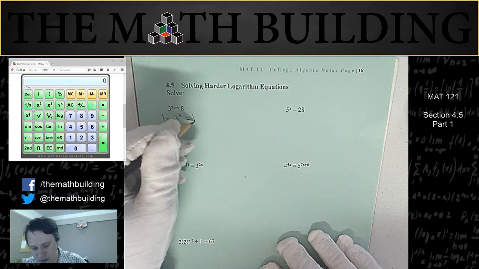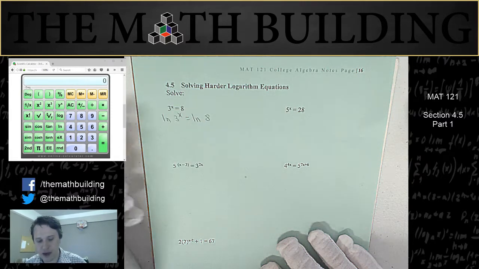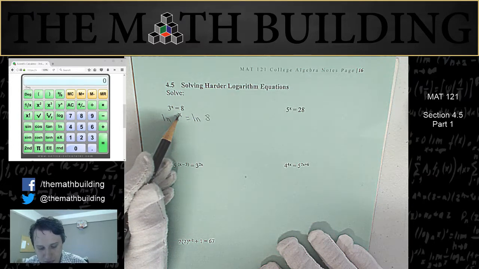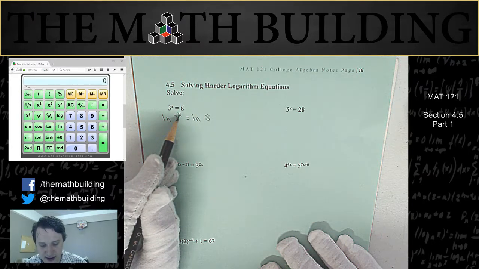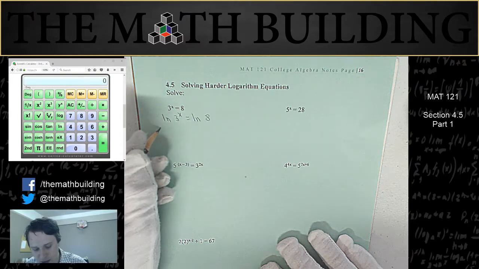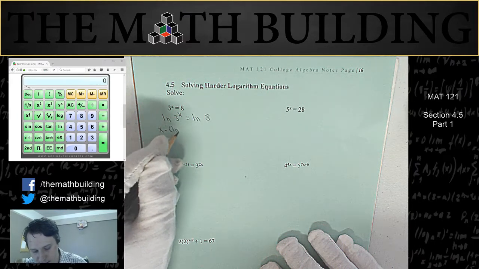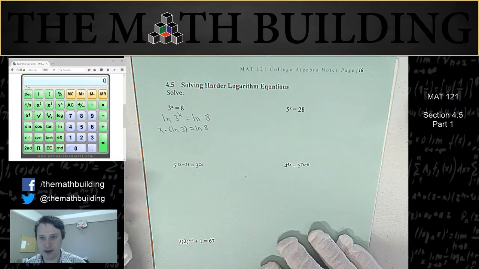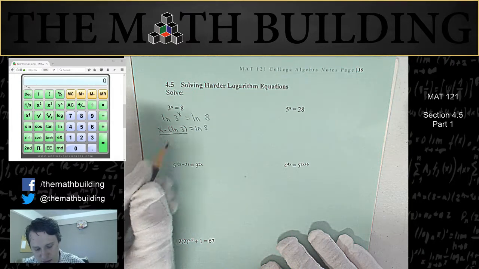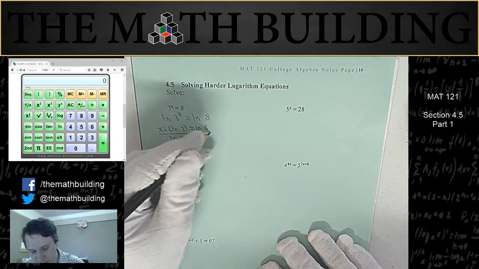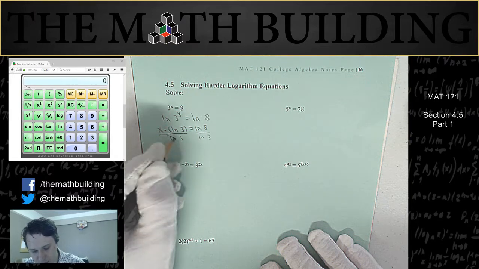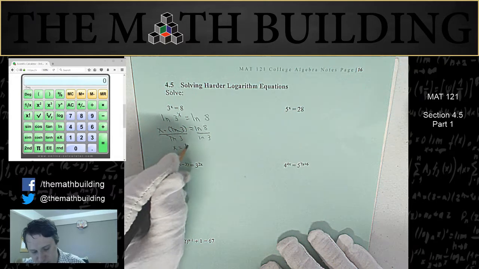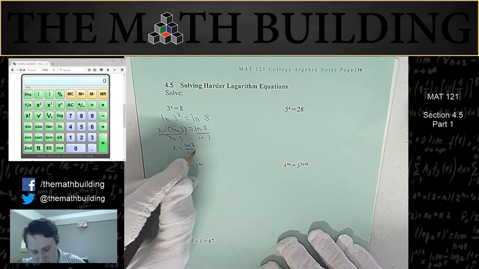And here's the thing, when you take a log or a natural log, the entire side of the equation goes into the natural log. Now, by doing this, I can use the rule where the x comes down. So this is equal to x times the natural log of 3. Hopefully you remember that from section, I think, 4.3. And now you can divide by the natural log of 3 on both sides. And so we get x equals the natural log of 8 divided by the natural log of 3.